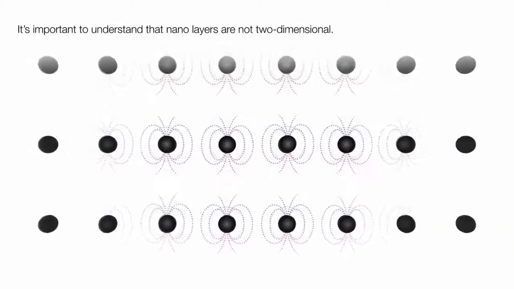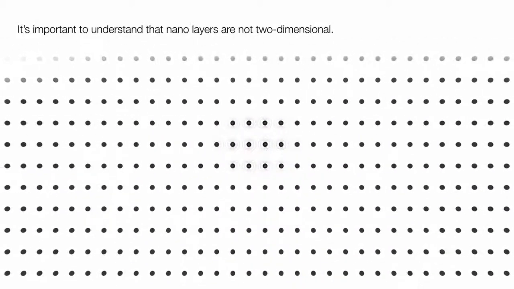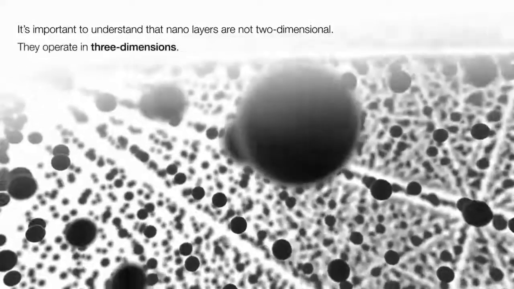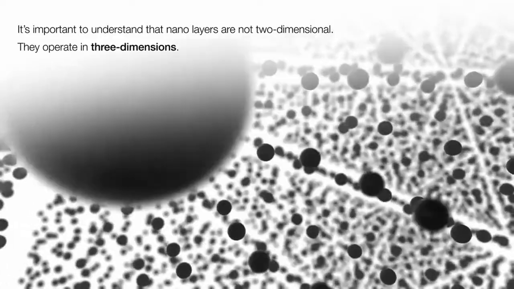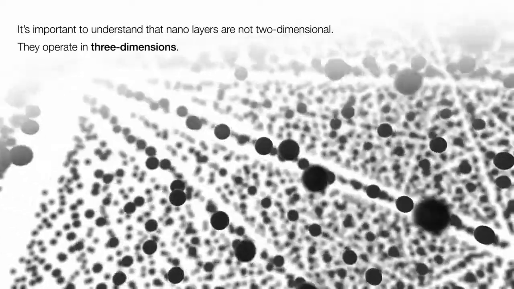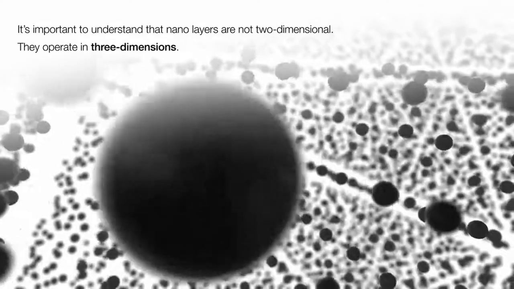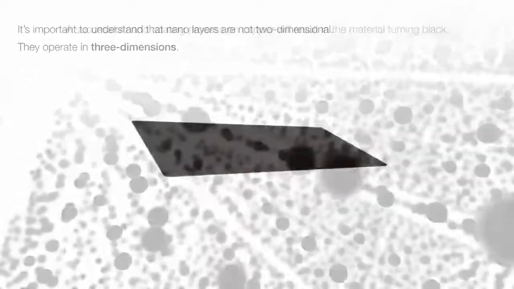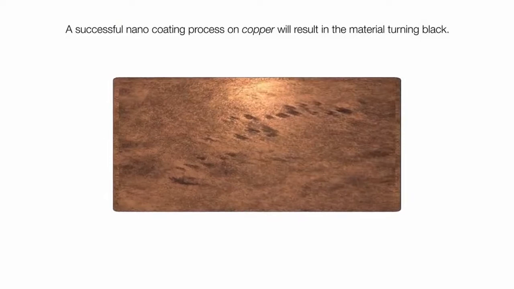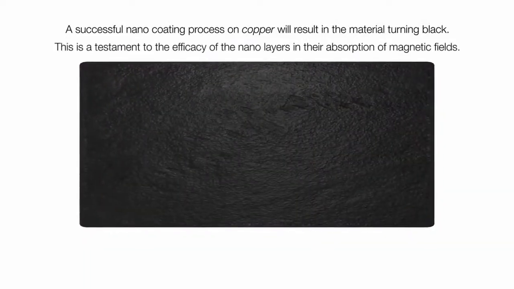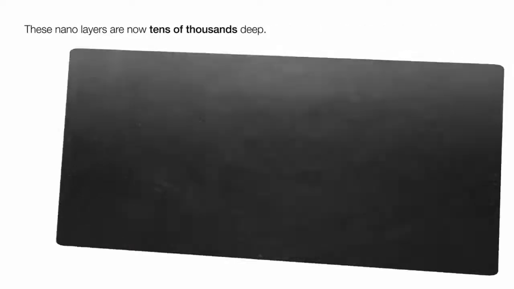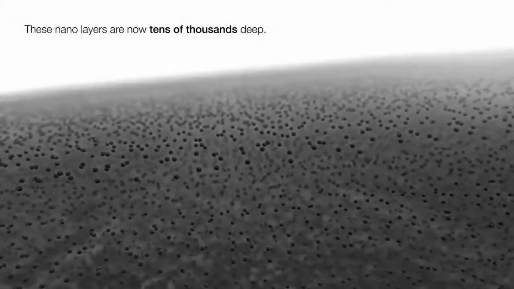It is important to understand that nano layers are not two-dimensional. They operate in 3 dimensions. A successful nanocoating process on copper will result in the material turning black. This is testament to the efficacy of the nano layers in their absorption of magnetic fields. These nano layers are now tens of thousands deep.